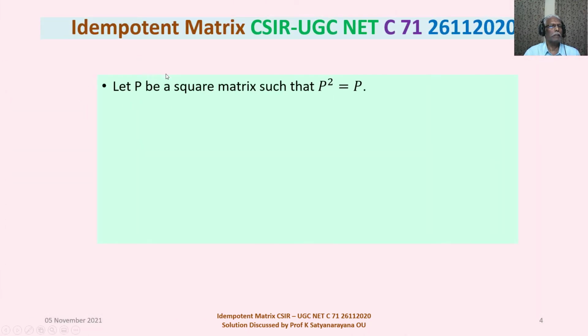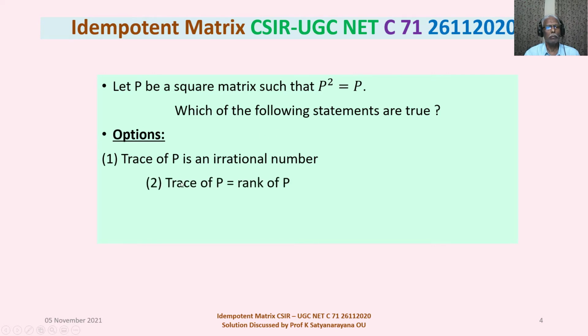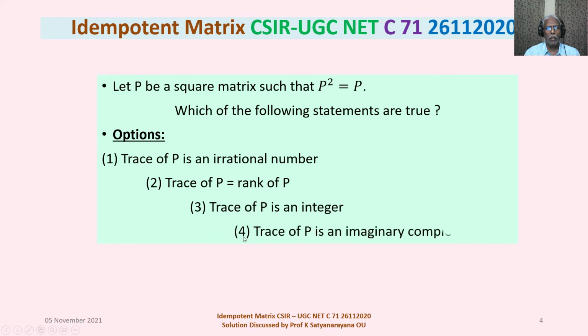The problem is: let P be a square matrix such that P square is equal to P. Which of the following statements are true? Options. First option, trace of P is an irrational number. Option 2, trace of P is equal to rank of P. Option 3, trace of P is an integer. Option 4, trace of P is an imaginary complex number.